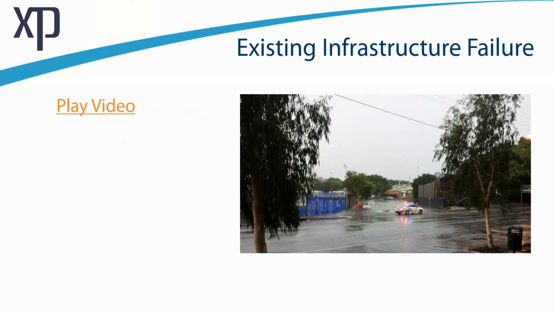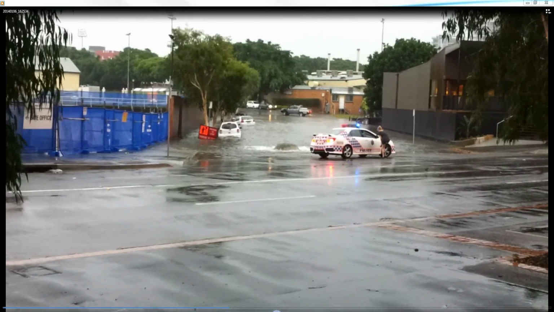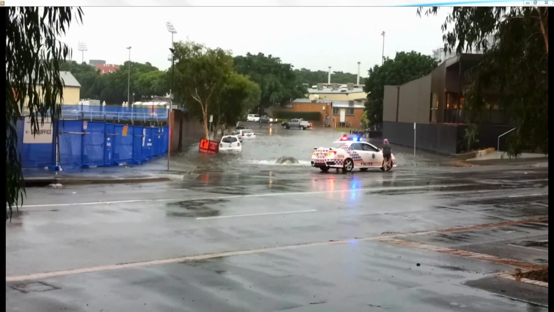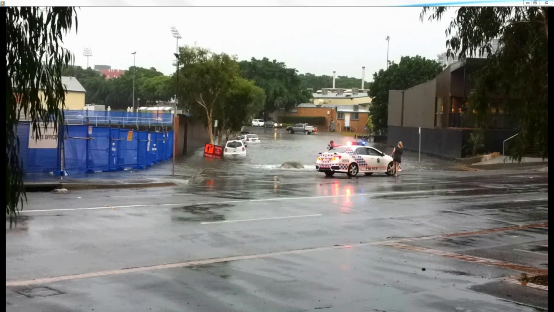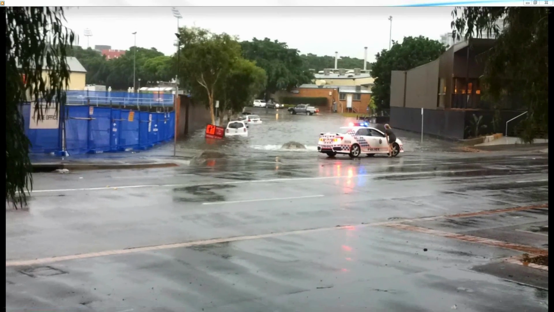I just have another quick video of an existing piece of infrastructure that has failed. Hopefully this will come up. And so in this particular situation we have a minor drainage system that has surcharged onto a roadway and caused even some parked cars to float. I might see if I can replay that just to show that again.